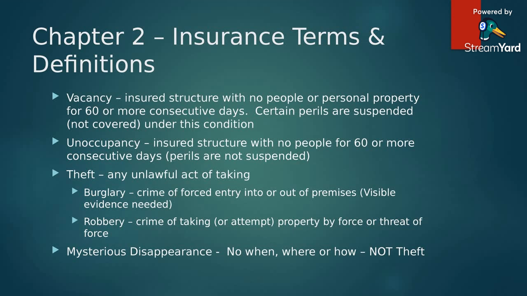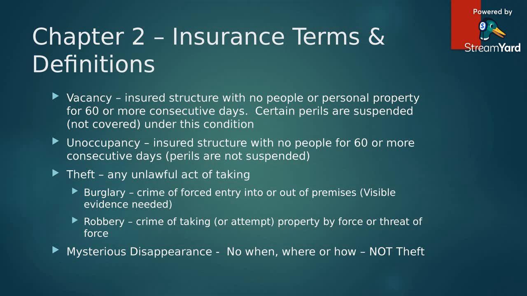Mysterious disappearance. This is a situation in which there is no knowledge as to when, where, the location, time, or how the property was lost. Losses by mysterious disappearance are typically excluded from most insurance policies. Open perils policies typically will cover these, but by definition, mysterious disappearance is not theft.